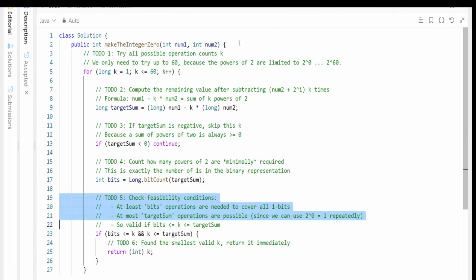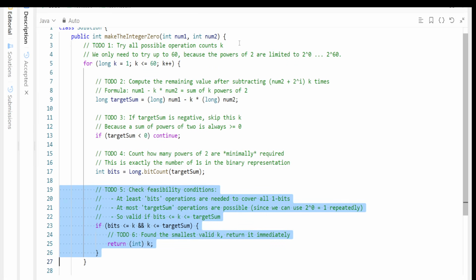In the next step we have to check the feasibility of the condition. At least the bits number of operations are needed to cover all 1 bits. At most target operations are feasible, since we can use 2 to the power 0, equal to 1, repeatedly. So the valid bits are less than or equal to k, and k should be less than or equal to the target sum. We find the smallest valid k and return it immediately, right?